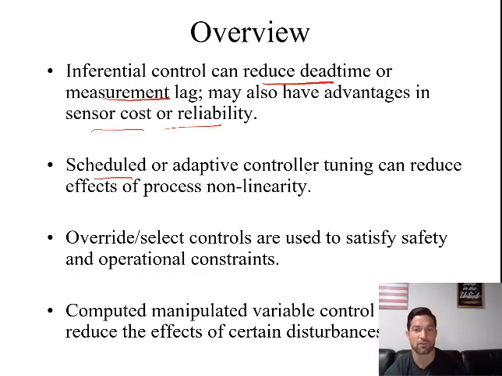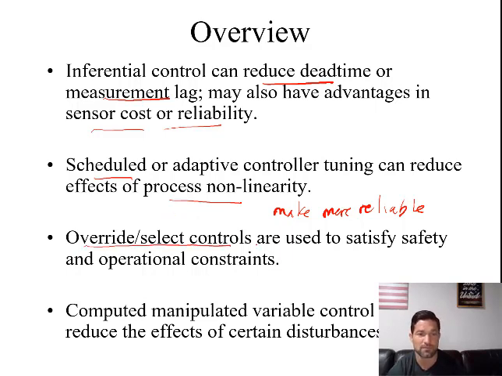Scheduled or adaptive controller tuning can reduce the effects of process nonlinearity. So this is going to make our system more reliable. Because again, a system that's nonlinear and subject to large disturbances can have reliability issues. Using adaptive controller tuning, we can change the values of the PID parameters based on the measurement of a specific value, such as the flow rate entering the system.